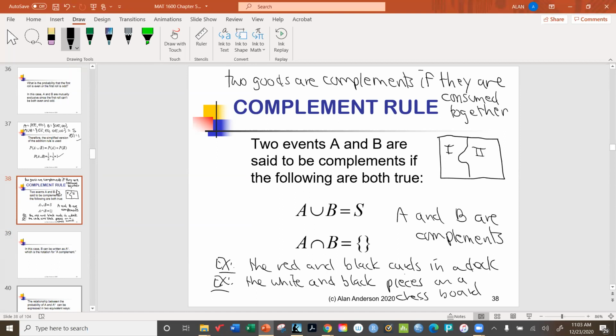Complements, because again, all the pieces must be white or black, but none of them can be both. So in set theory, we formally define two events to be complements if both of these conditions are true, but it has to be both. One of them is not good enough.